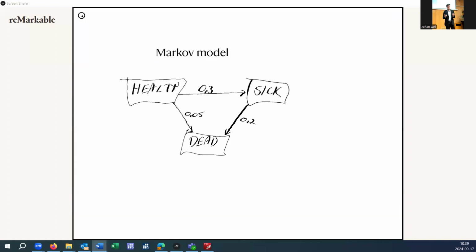This means that after 2 cycles, there will be 42 persons in the healthy health state, 44 in the sick health state, and 14 in the dead state. But this only models the disease progression. However, by adding costs and outcome to each of the health states, we can let the model accumulate the total cost as well as the total health benefit.